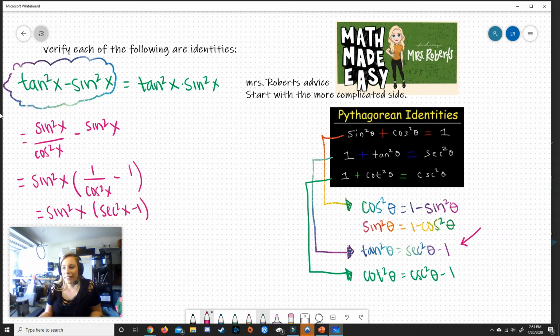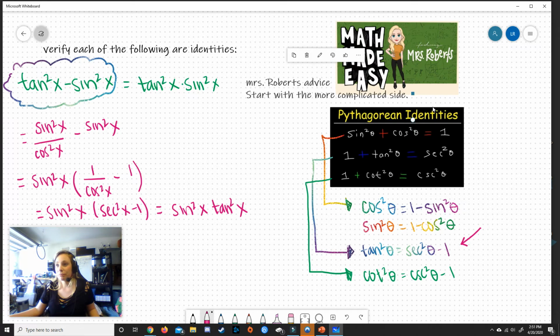And we have it. Look at that. Secant squared of x is the same thing as tangent squared of x, and so this is the same thing as this. And we did it. Awesome. So my advice: start with the more complicated side. Then look for identities or properties that you can substitute in.